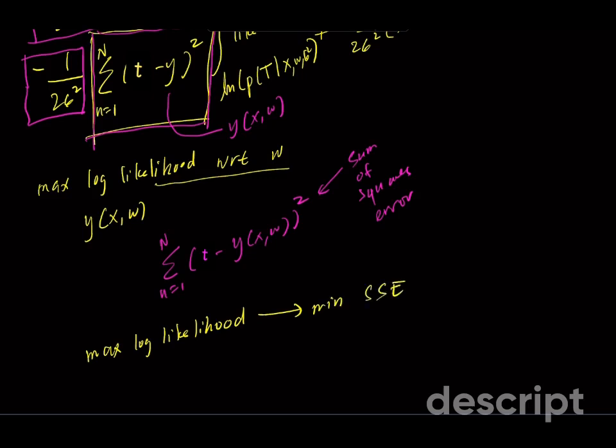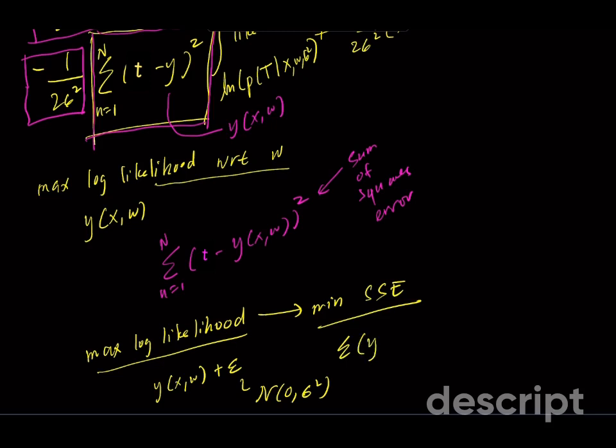In summary, we have shown that maximizing the log likelihood of a model y of x, w with respect to its parameters, such that y has an additional error term that's taken from a normal distribution with variance sigma squared, is equivalent to minimizing the sum of squares error of the prediction of the model and the true value squared.